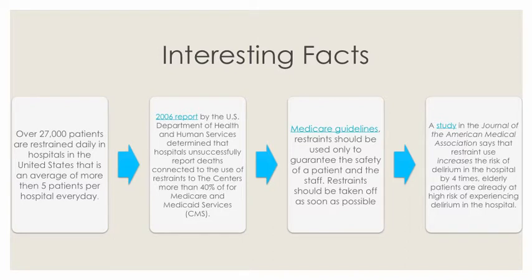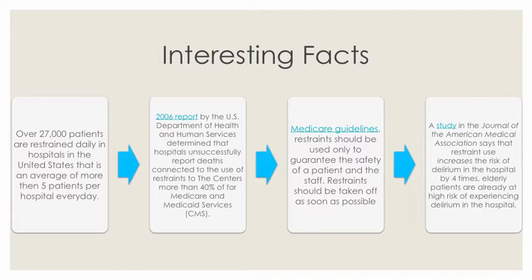Some interesting facts we found for you guys. Over 27,000 patients are restrained daily in hospitals in the United States. That's an average of more than 5 patients per hospital every day. We also found that the number of deaths related to restraints is very underreported.